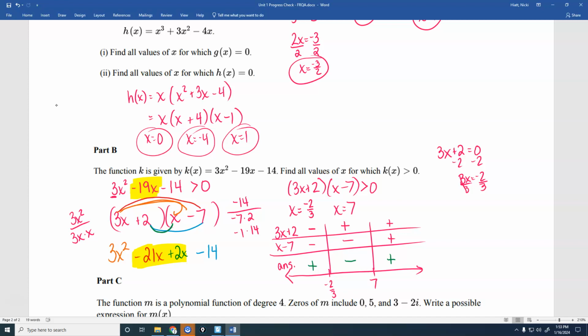Which ones are going to be our answers, the positives or the negatives? Positives, because we are looking at greater than 0, so that's our positives. So that's this section and this section. You can say either x is less than -2/3 or x is greater than 7, or your other option, -infinity to -2/3 and 7 to infinity. Everybody get there?